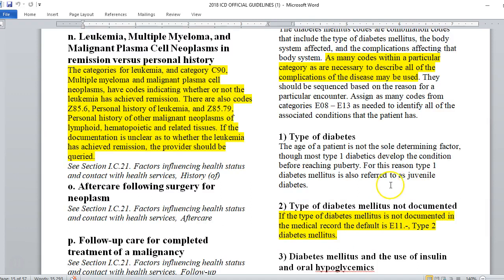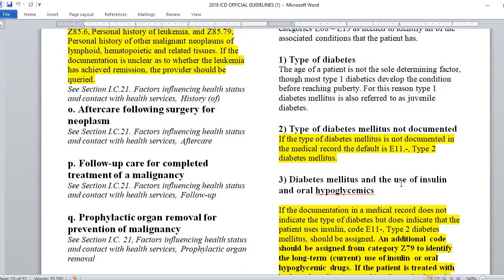So your book tells you, for the type of diabetes, the age of the patient is not the sole determining factor, although most type 1 diabetics develop the condition before reaching puberty. For this reason, type 1 diabetes mellitus is also referred to as juvenile diabetes. And again, a key word there is most. Now, this is what we do though.